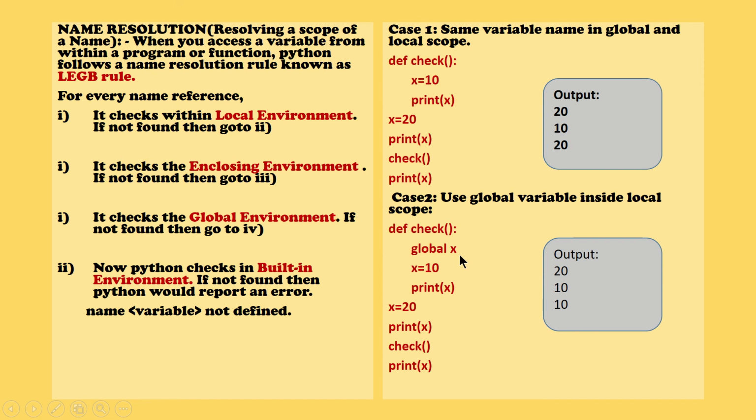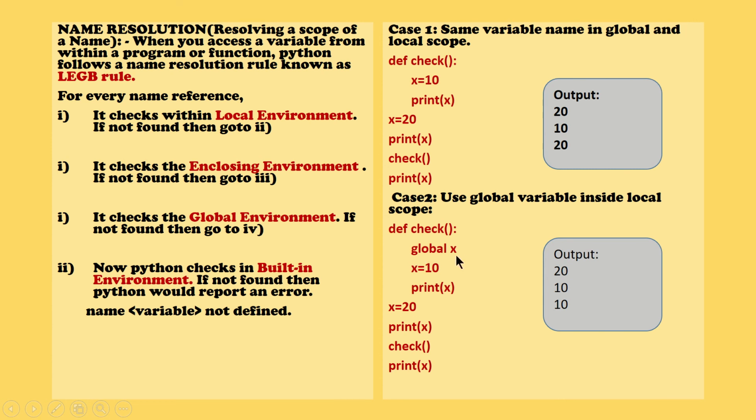When you say global x, it will not create any new variable in the function scope. Without it, when you give x is equal to 10, a local variable x will be created in the local environment and initialized with 10. So if you don't want to create any local variable, you have to specify that the variable I am specifying here is the global variable that is available. To say that, you have to specify global x.